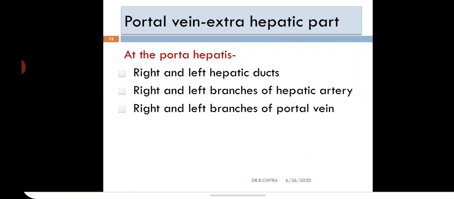If you see at the porta hepatis, we have seen in the liver class what the structures are, from front to behind: right and left hepatic ducts, right and left branches of the hepatic artery, and right and left branches of the portal vein. So this is the order of the structures in the porta hepatis.